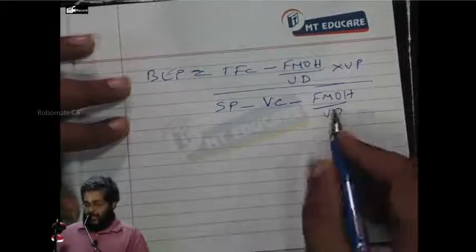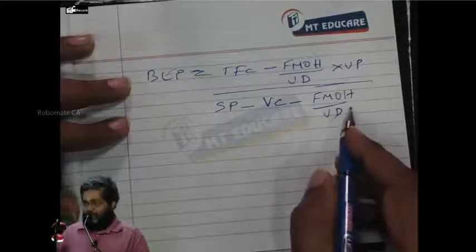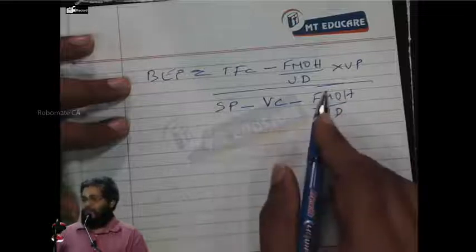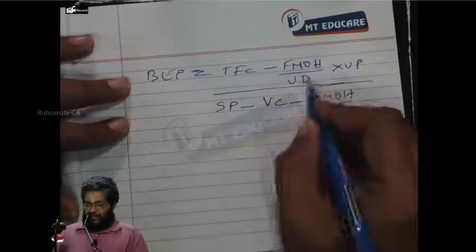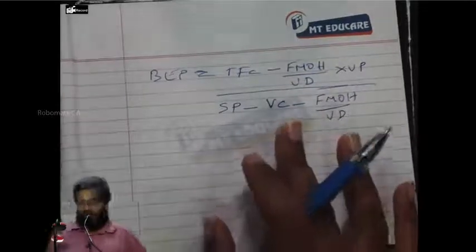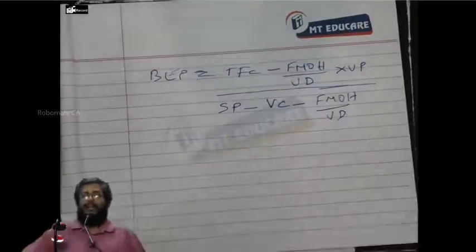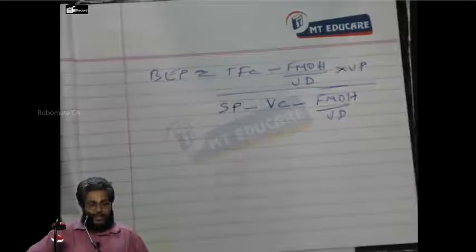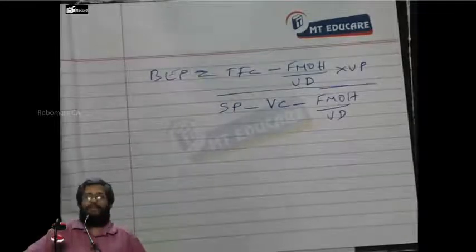Why I wrote it is, the UD should be divided only for what? FMOH, not for the entire numerator. Yes or no? Similarly, here also FMOH by UD into UP is a separate issue. Can I proceed or not? I think I finished copying the formula. Please copy it quickly.